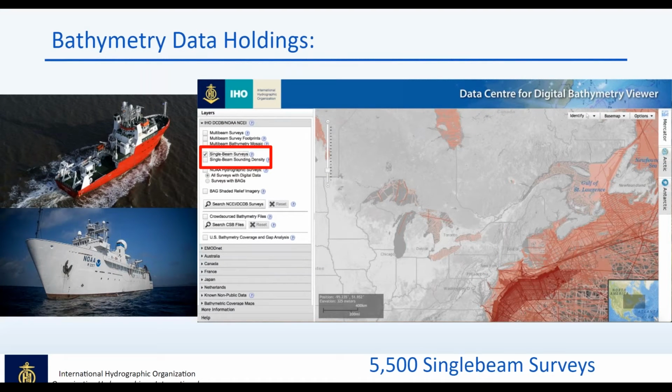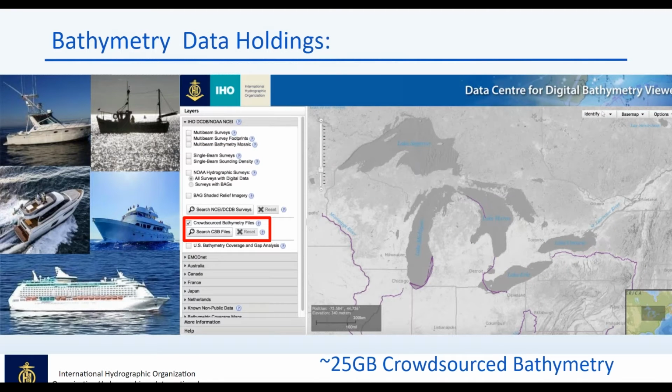The archive also includes approximately 5,500 single beam surveys, shown here in red. Next slide. Also on this page, you can access crowdsourced bathymetry data, or CSB. CSB is the collection of depth measurements from vessels using standard navigation instruments while engaged in routine maritime operations, i.e. not systematic surveying. We currently make over 25 gigabytes of CSB data from nearly 200 contributing vessels available to the public. Next slide.